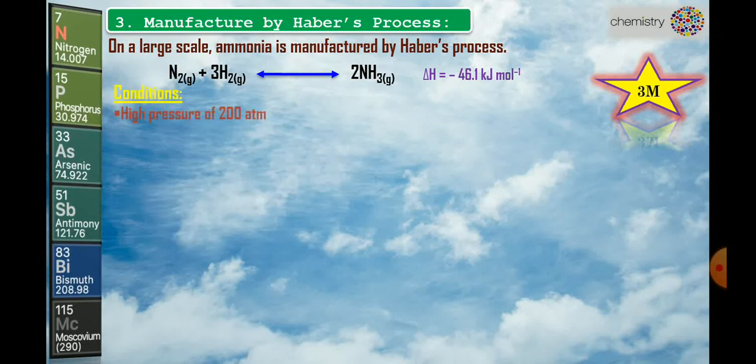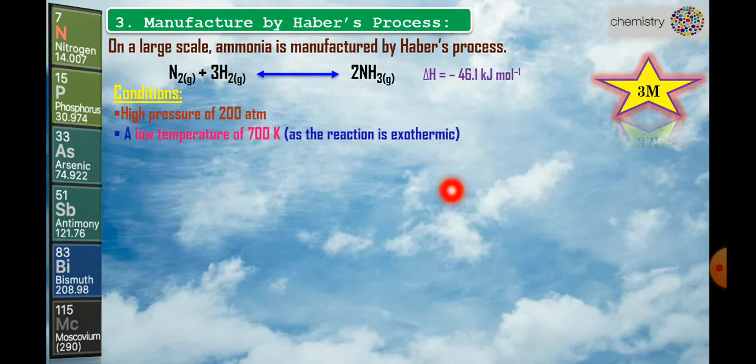Conditions. Okay, pressure. So we need to employ higher pressure or a lower pressure? Since the reaction is reversible, 4 moles of reactant producing only 2 moles of product. Okay, so in order to favor the forward direction, in order to get more and more amount of ammonia, we need to employ very high pressure. High pressure of 200 atmospheric pressure.